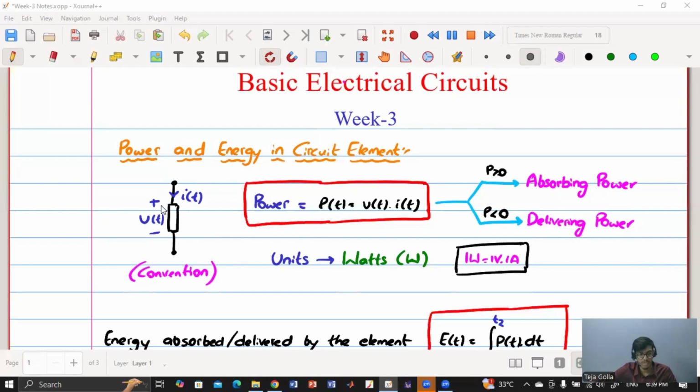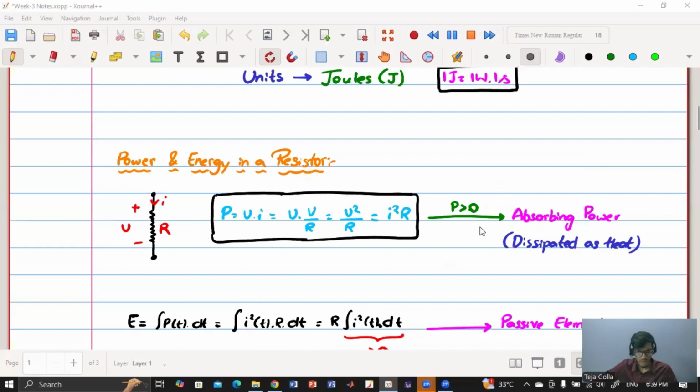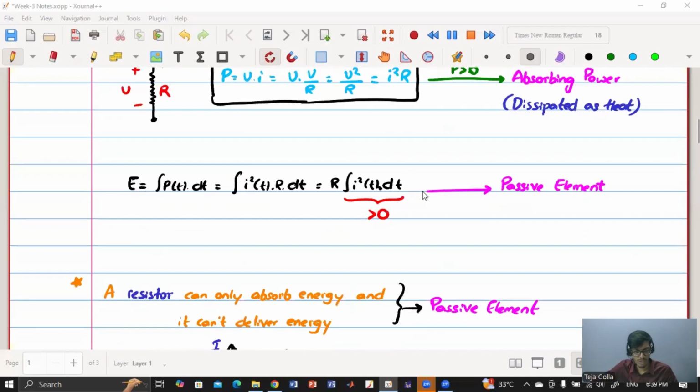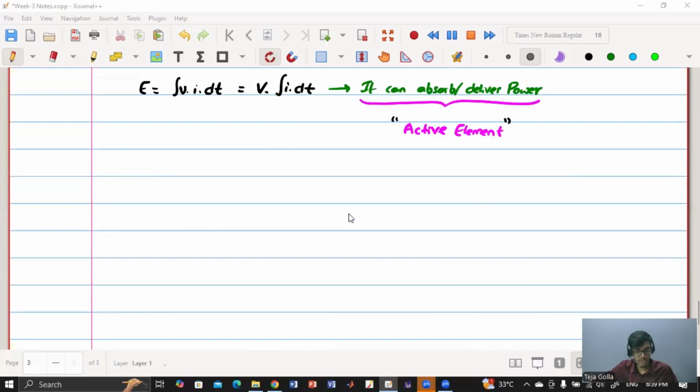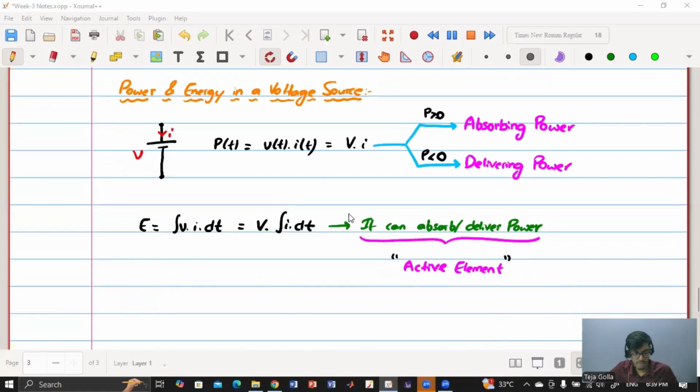That's why we have fixed the voltage and current, and from there we are checking what is the sign of power, whether it is positive or negative, or it is always positive. Accordingly, we are building all the theory and formulating it with respect to that.